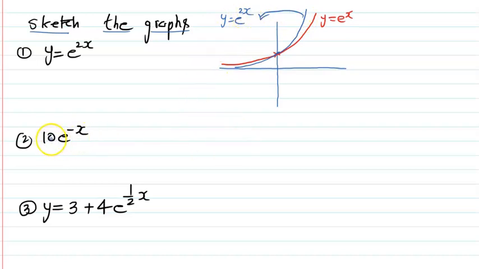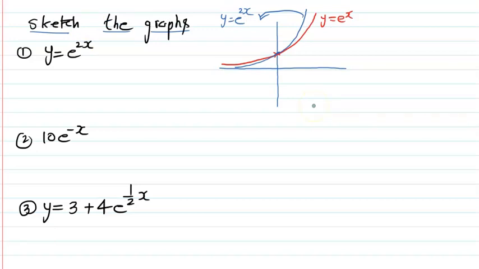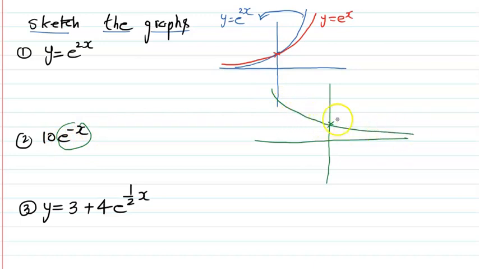Now next is 10 e to the power minus x. So first we will sketch y equal to e to the power minus x. I'm sketching this first, forget about 10. So this will be like this. This is the graph of y equal to e to the power minus x.